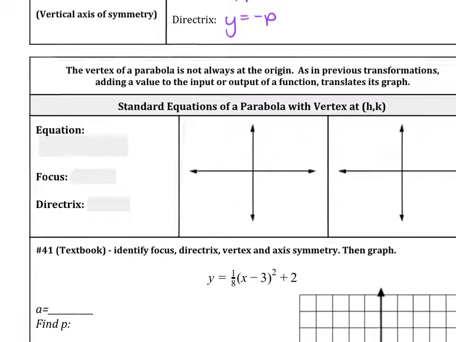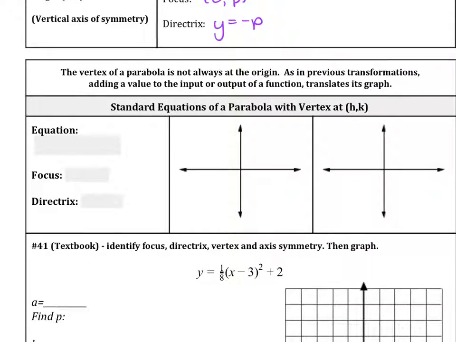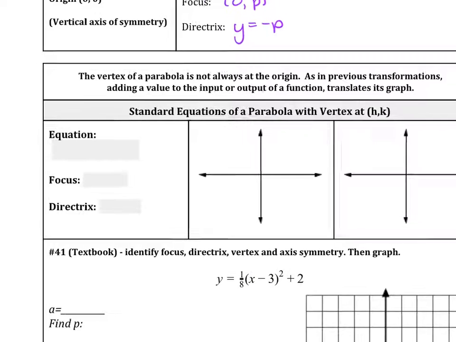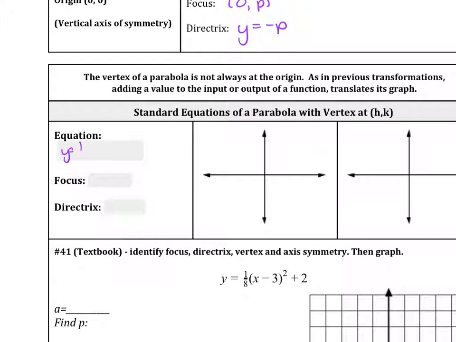So the vertex of a parabola is not always at the origin, and as in previous transformations, adding a value to the input or output of a function translates its graph. So just so you can see what this looks like, we have y equals 1 over 4p times (x minus h) squared plus k. So it looks like our vertex form. Our focus is (h, k plus p), it just shifts. And our directrix is going to be y equals k minus p. Our axis of symmetry is going to be at x equals h.